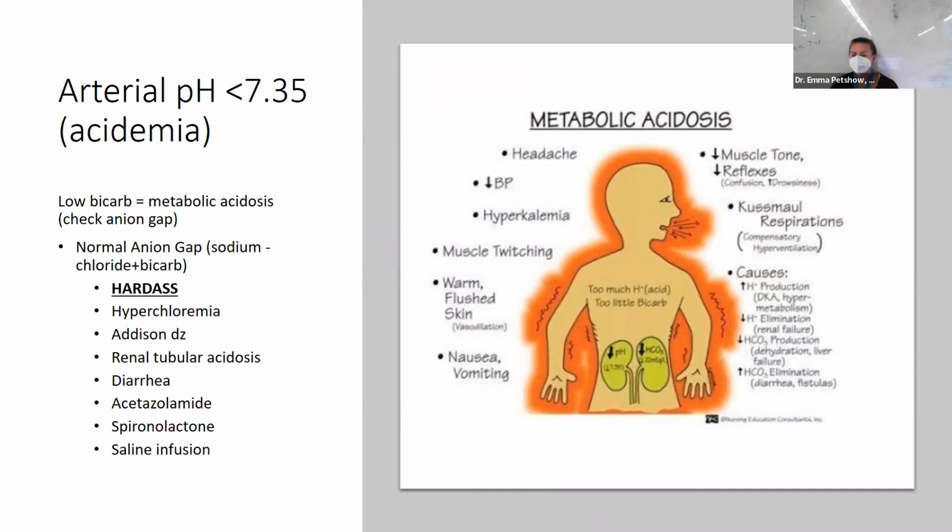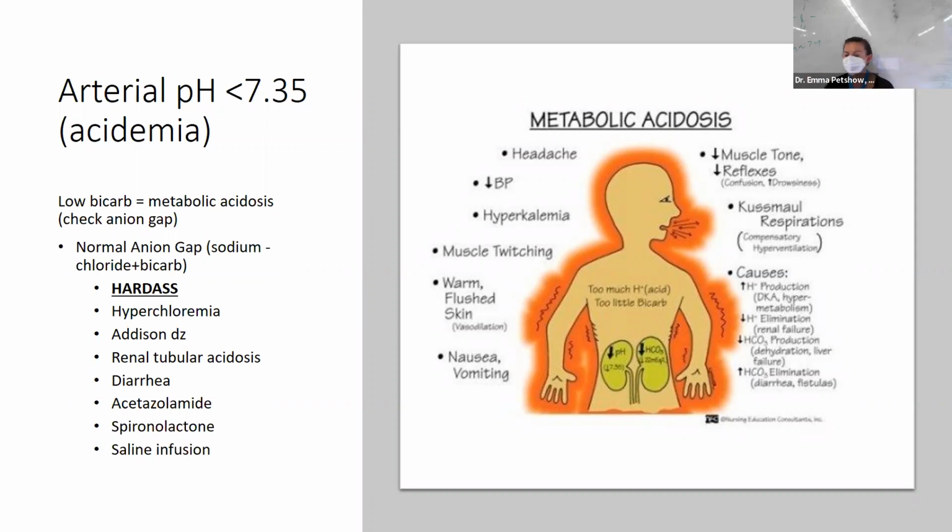You can also see acidosis though with no anion gap change. So this is the same exact picture, metabolic acidosis, but instead your anion gap is normal. So your ratio of sodium to chloride plus bicarb is normal. It's not elevated. This is when HARDASS is your acronym. You can come up with a different one. But hyperchloremia, so elevated chloride. Addison's disease, so an adrenal insufficiency, low cortisol.